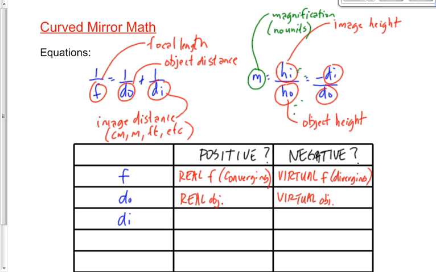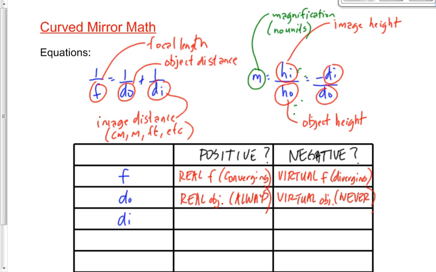Okay, we won't see a virtual object. So for us, we're always going to make DO positive. We're never going to make DO negative. If you take a course in physics in university, that might not be the case, depending upon how deep they go into it. You may see a negative DO. But for grade 12, as long as we're here until June 25th when we write the diploma exam, DO will always be positive for us.